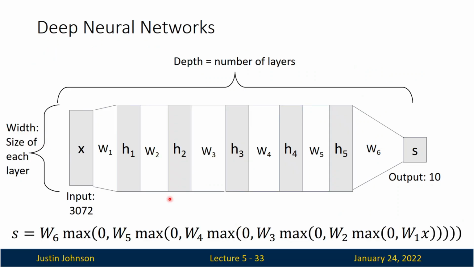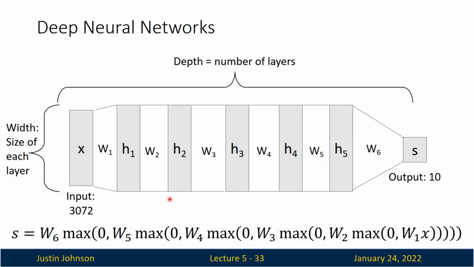Now if we concatenate layers one by one, we can create a very, very deep neural network. That is why it's called deep learning.